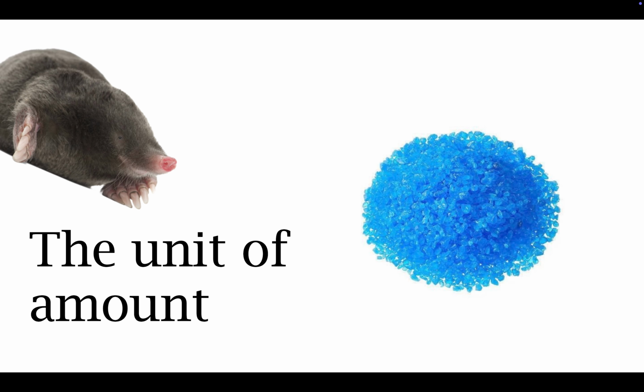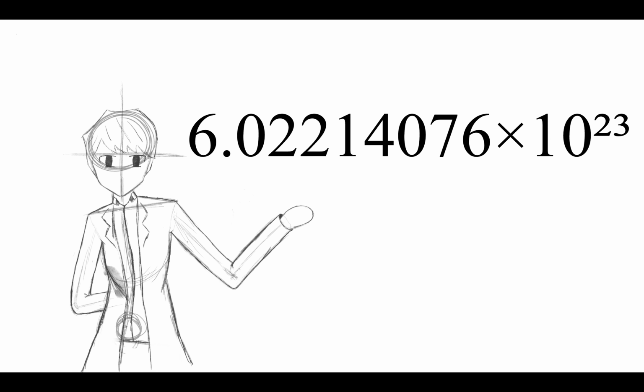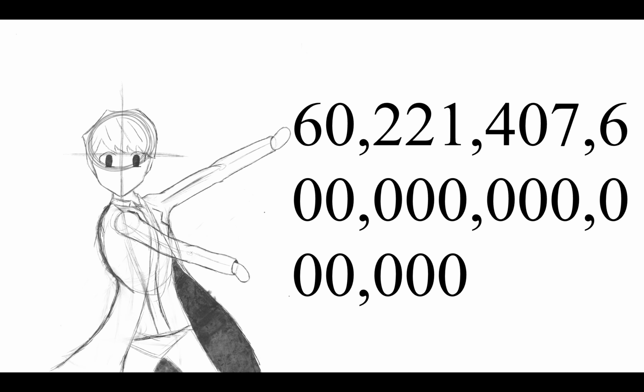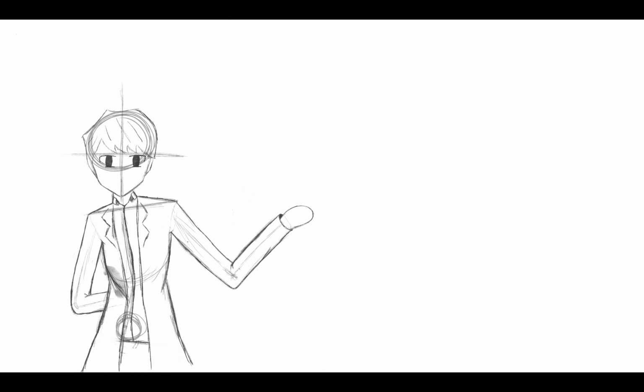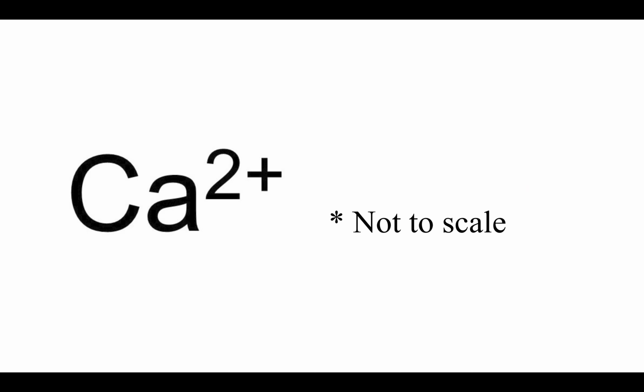Take the mole for example, the unit for the amount of a substance. A mole is defined as exactly 6.022140076 times 10 to the power of 23, or this number, of elementary entities in a substance. Now, elementary entities could range from molecules, atoms, ions, or whatever other types of particles you can think of.